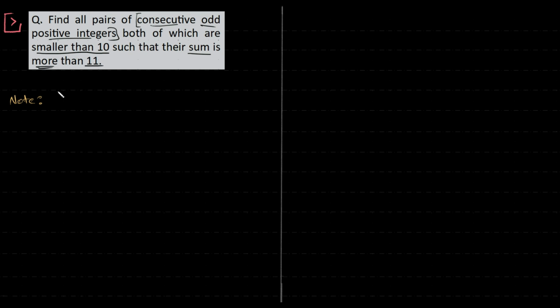Okay, first thing first, what is this consecutive? What does the word consecutive mean? Next to each other. The simplest form of this is next to each other. Okay. Now, what does consecutive odd positive integer mean?